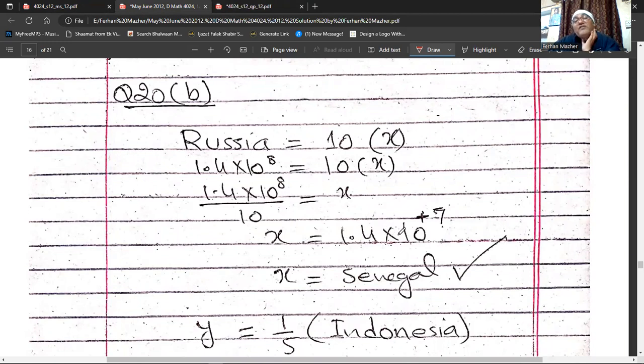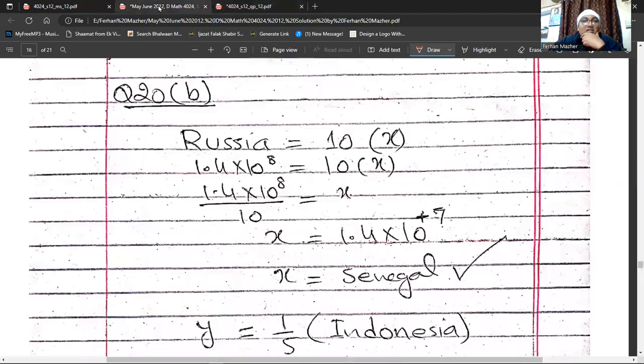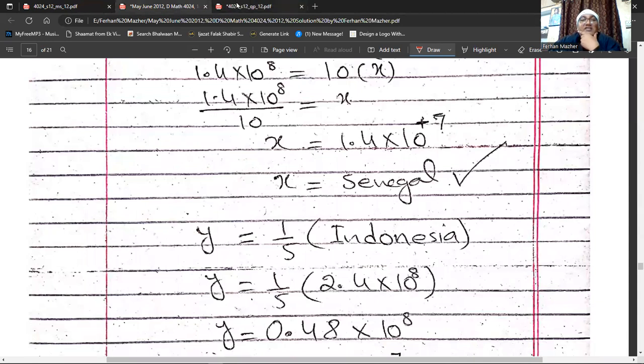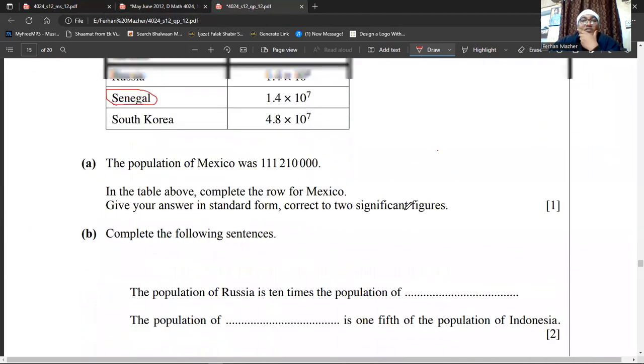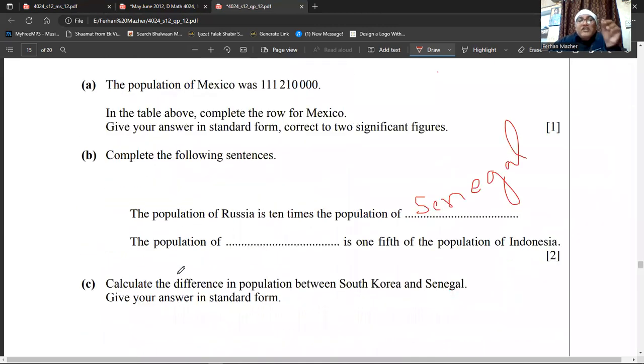So x will become 1.4 x 10 to the power 7. Who is 1.4 x 10 to the power 7? Senegal. So the x is Senegal. In this sentence here, you will write Senegal. Okay, then the population of dash is 5th. What is the meaning of the 5th? 1 by 5.